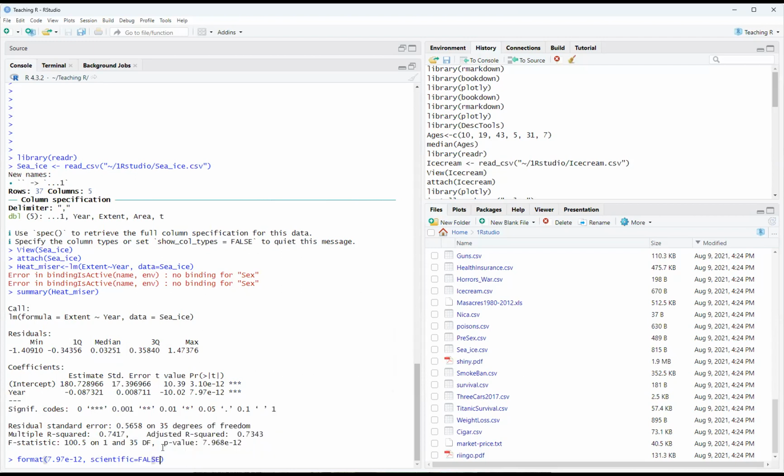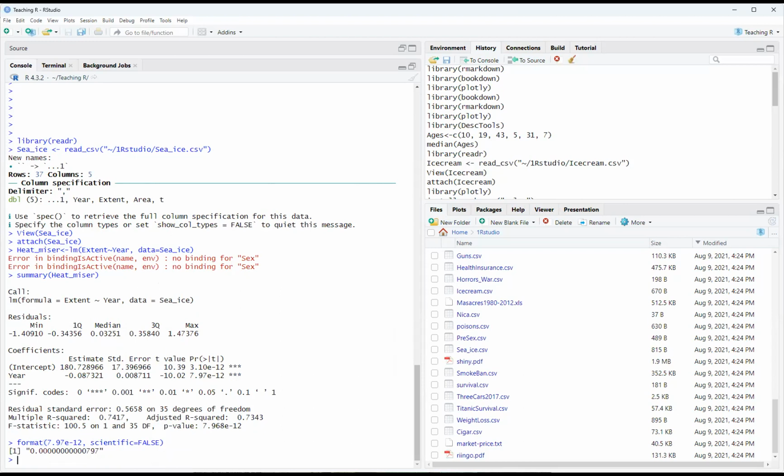And see the exact number. So we've got, wow. I mean, that is saying it's very, look at that. Multiple R squared, 0.74. That's very high. And that's a very low residual standard error.